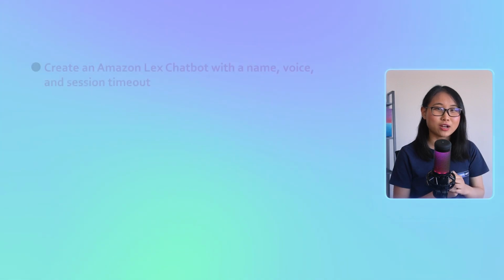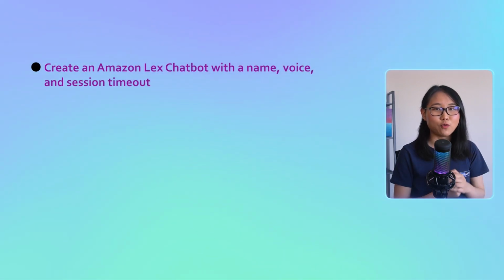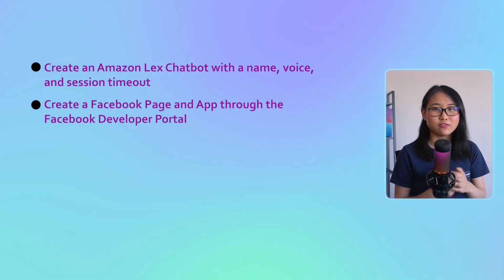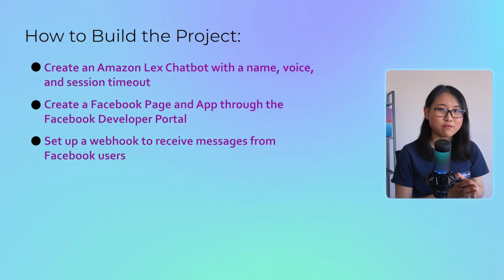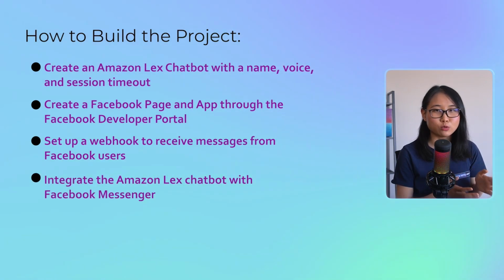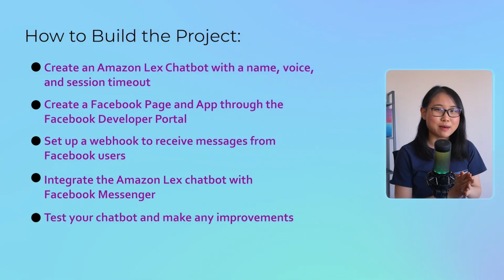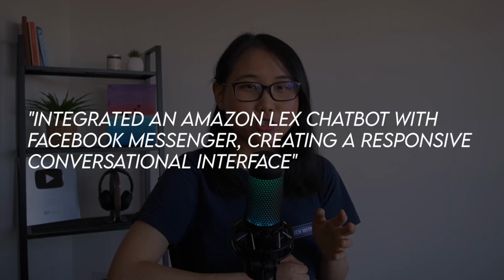The first step is to create an Amazon Lex chatbot with a name, a voice, and a session timeout. Next, create a Facebook page and app through the Facebook developer portal. Set up a webhook to receive messages from Facebook users. After that, integrate the Amazon Lex chatbot with Facebook Messenger and make sure you configure the correct settings. And the last step is to test your chatbot and make any improvements that you'd like. Once you've completed the project, you can add this line onto your resume.